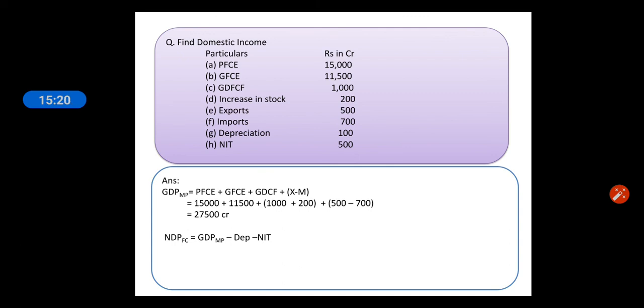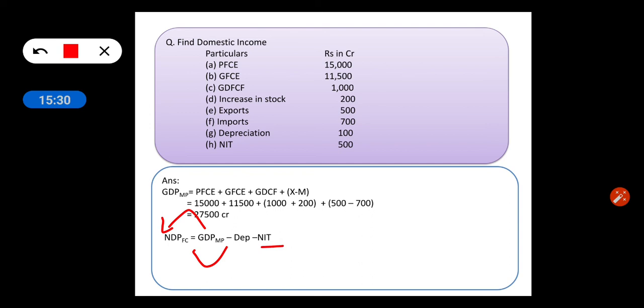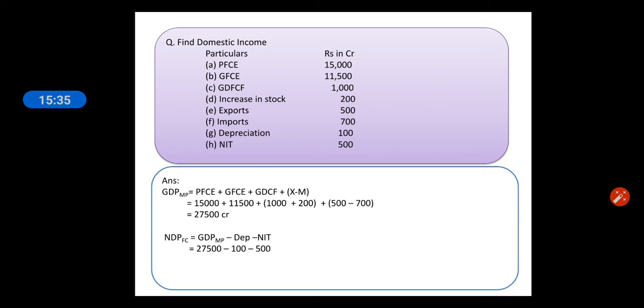Now to find domestic income, we are going to subtract depreciation because we are converting gross to net, right? And MP to FC, for that reason we have to subtract NIT. So you put the values and you get the answer, 26,900 crores. So this is how national income calculations are done in the expenditure method.